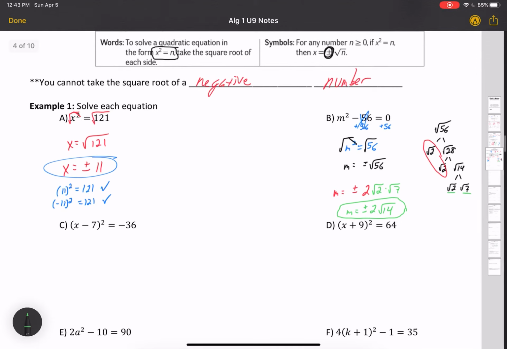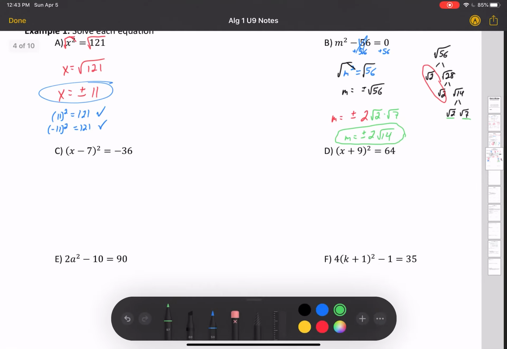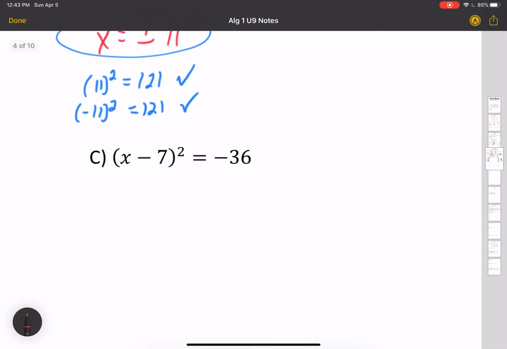Zoom back out. Let's look at C. So here we have something that's grouped together being squared. That's fine. I still want to undo the squaring. So I'm going to take the square root of both sides. But if you'll notice right here, that's the square root of a negative number. And we cannot take the square root of a negative number. If you try it in your calculator, you're going to get a non-real answer.